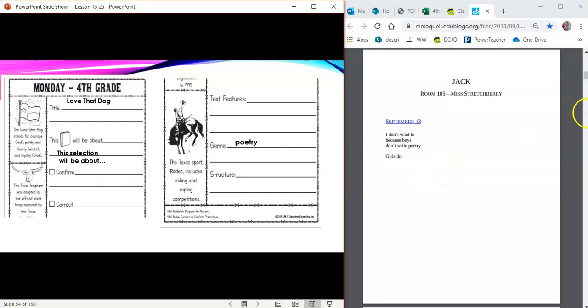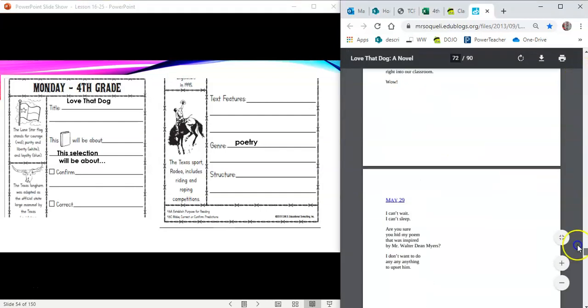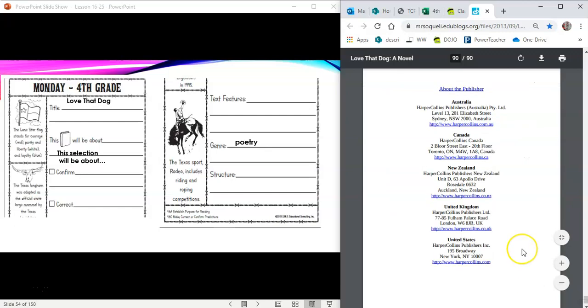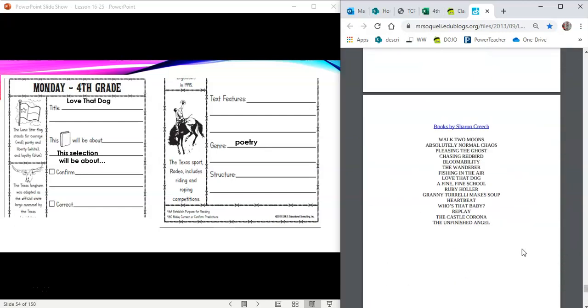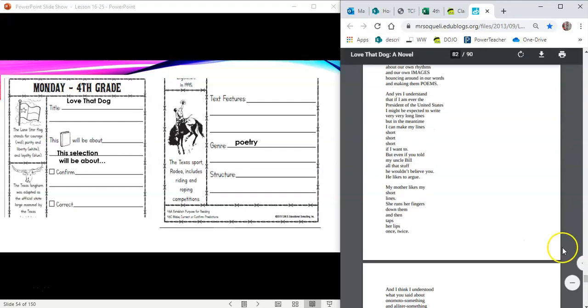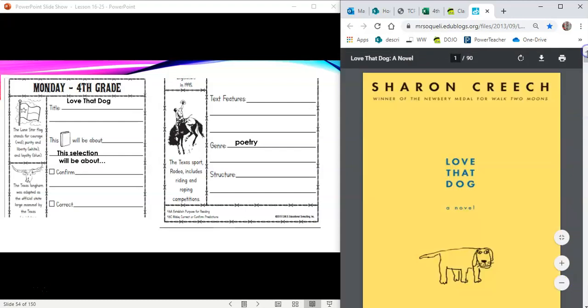So what do you think it's going to be about? If you want, I recommend that you go all the way to the back of the book. Here I don't have it because it's just a copy. But in the back, it tells you what the book will be about. So I'm going to go ahead and give you 30 more seconds. What do you think the selection is going to be about? Do you think it's going to be about a dog? Maybe a teacher? Maybe a student? Love That Dog. And of course, once we've read it, you can confirm if we were correct.